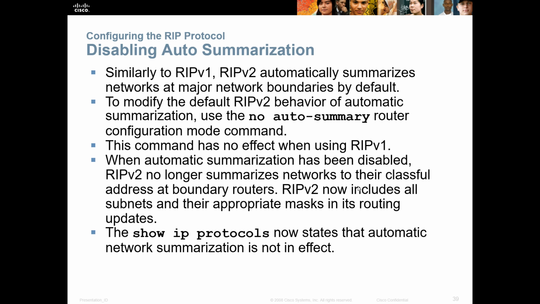RIP version 2 no longer summarizes networks to their classful addresses at boundaries. RIP version 2 includes all subnets and their appropriate masks when there are any updates. So that's been a huge thing with RIP version 1: RIP version 1 would auto-summarize, and that's been a huge issue.